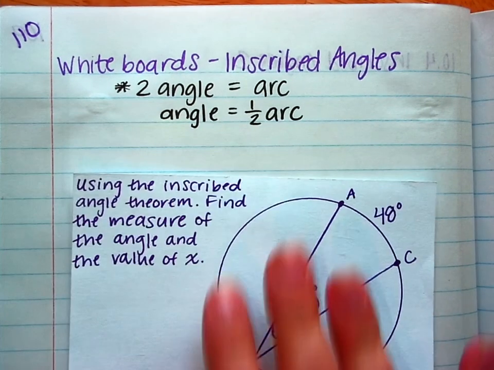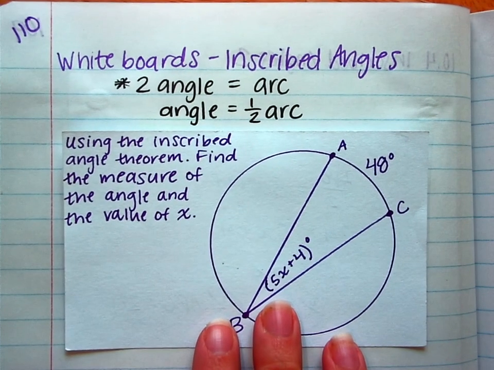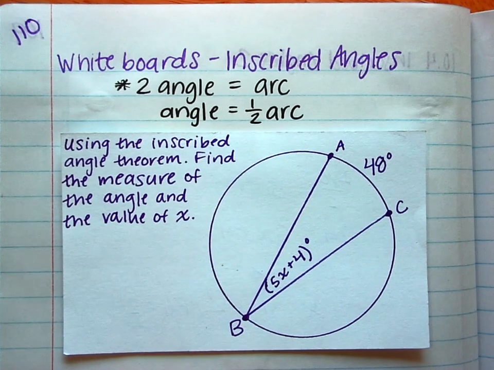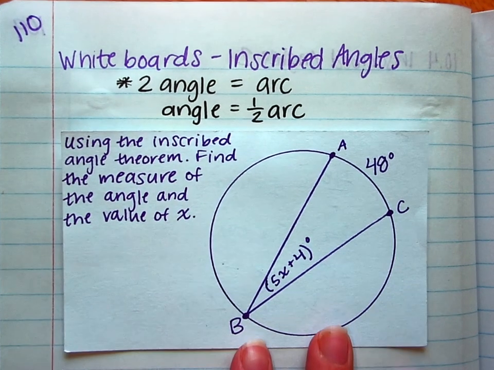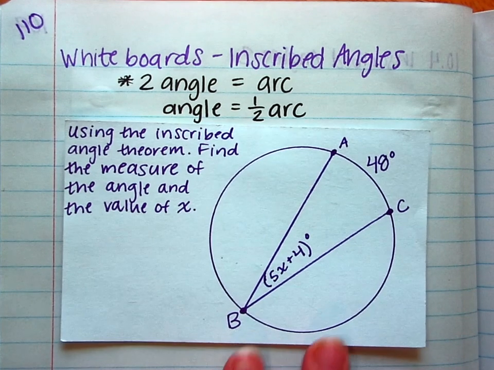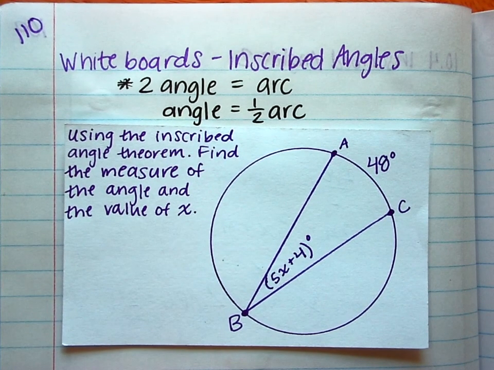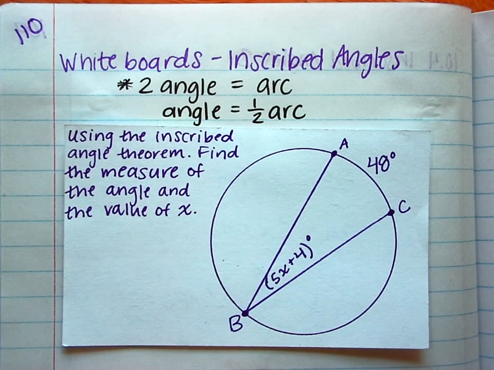Okay, number 2. Using the inscribed angle theorem, we're going to find the measure of x and the measure of the angle. So remember, 2 times the angle equals the arc. Go ahead and complete this problem if you haven't already. Pause the video if you need more time.